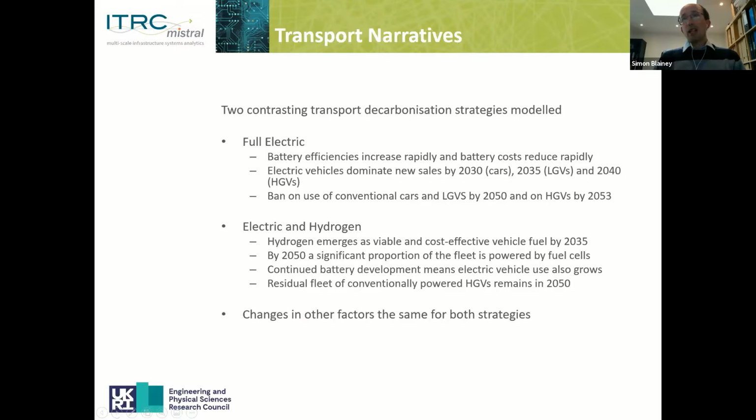Whereas the second strategy, electric and hydrogen, sees hydrogen emerging as a major competitor for electricity in powering road vehicles, so that by 2050 you have got a fairly even split between the two fuel sources powering the road fleet. Now, we'd also consider changes in a range of other factors such as population up to 2050 in our model runs, but these are the same for both strategies. So the differences you will see between the strategies are driven by the changes in the way in which the vehicle fleet is powered. Next slide, please.